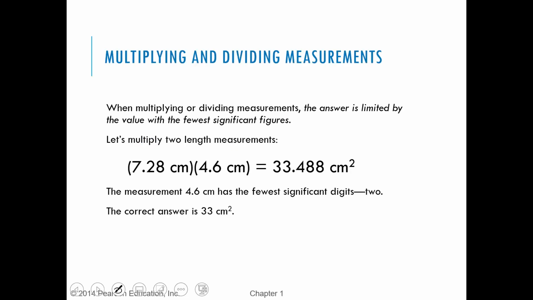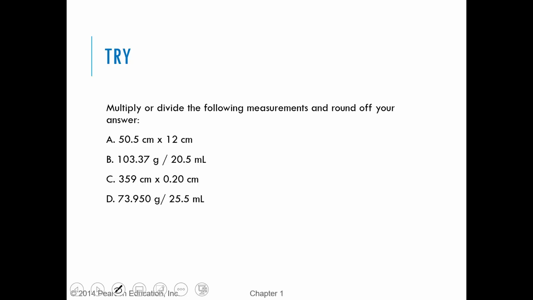Now when we're multiplying or dividing, again, we're limited by the value with the fewest sig figs. So I would look at this number and say this is 3 sig figs and this one has 2 sig figs. So my final answer can only have 2. I'm limited by my 2. So I would say 1, 2. Is that 4 going to do anything to the 3? Nope. So my final answer would just be 33 centimeters squared. So try using your calculators and pause the video to round off your answer to the correct number of significant figures.